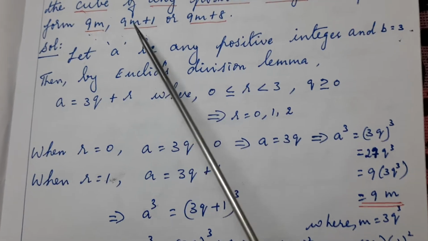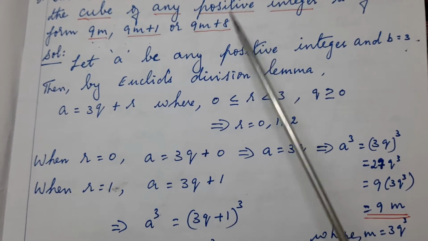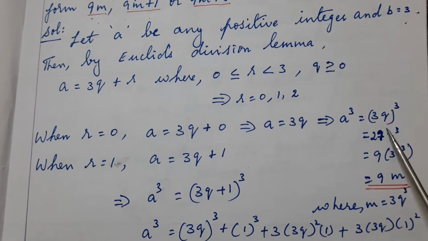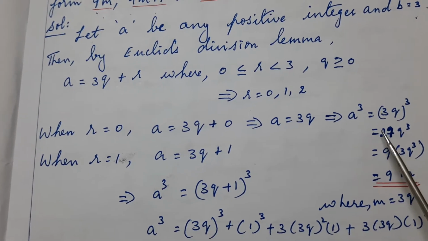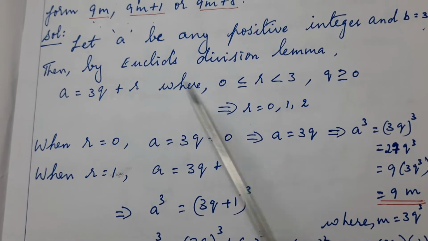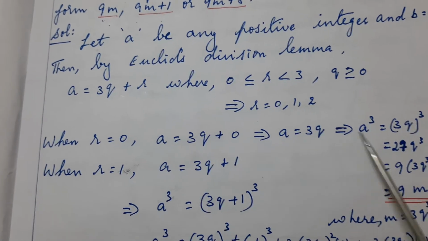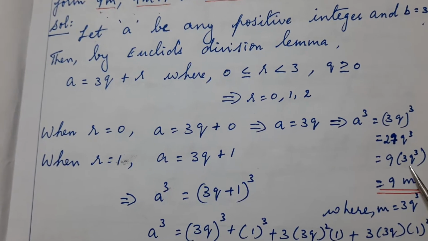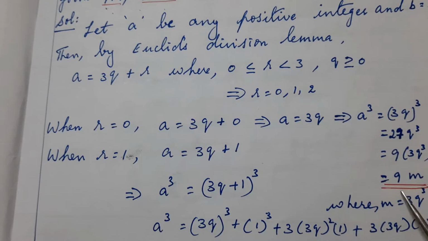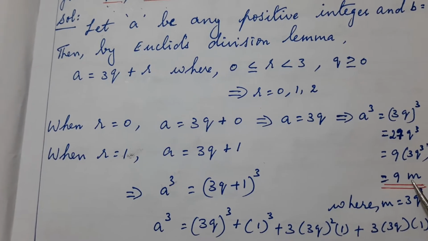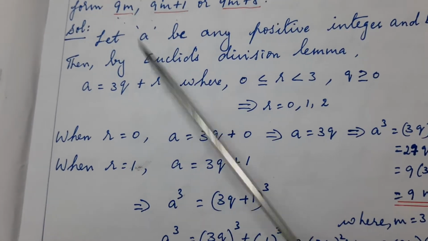Now we are asked to find the cube of any positive integer. So we have to cube both sides. a cube is equal to (3q) the whole cube. So that is nothing but 27q cube. I have to bring it to the form 9m. So I have taken 9 outside, and I get 3q cube inside the bracket. So what is inside the bracket? Assume that to be m. So we get 9m. So we have got the first one.